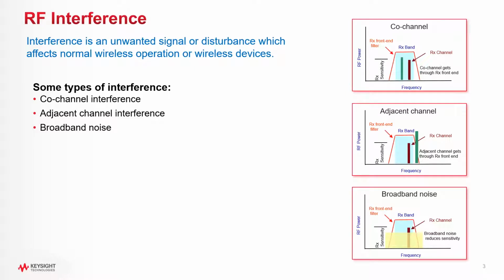Another common thing is broadband noise, and this is just the noise level of the environment is higher than you expected when you design your system, and so you don't have enough signal to noise ratio to be able to get a good signal. And this can be common in very busy spectrum.